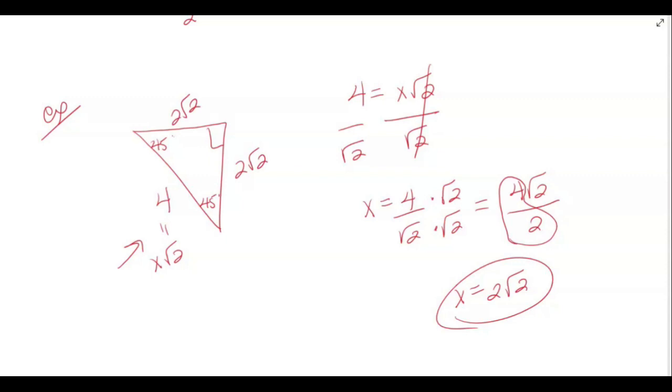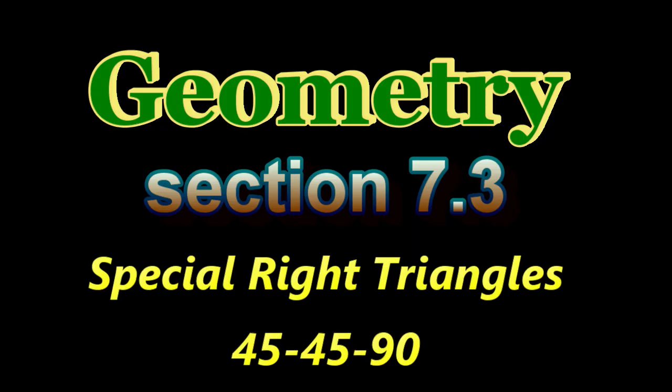Okay, your entire assignment tonight is just working with the 45, 45, 90 special right triangles to try to get you proficient. Tomorrow we'll do 30, 60, 90, and then we'll mix them all up for you. So if you're ready, finish up your notes, read through the section, and begin your assignment.